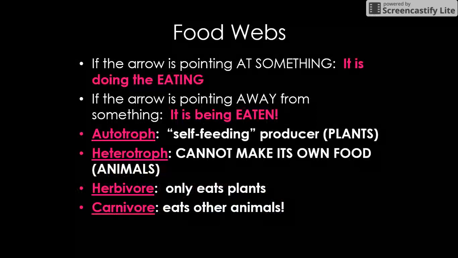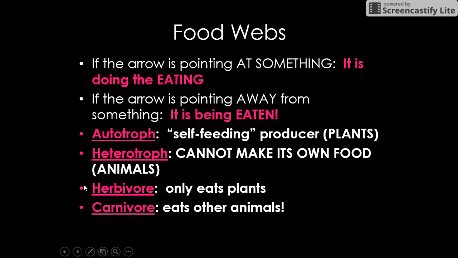All right, moving on to food webs. Here are some key things to write down about food webs. If the arrow is pointing at something, it is doing the eating. If the arrow is pointing away from something, it is being eaten.